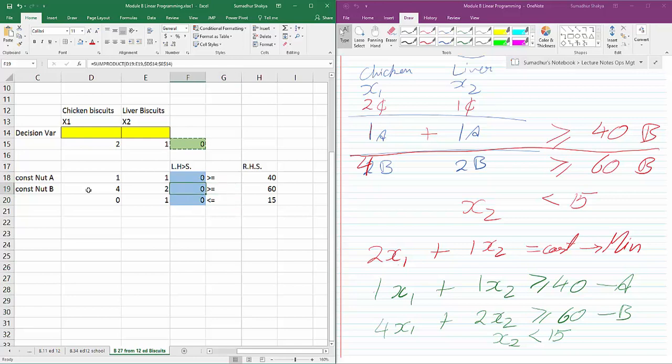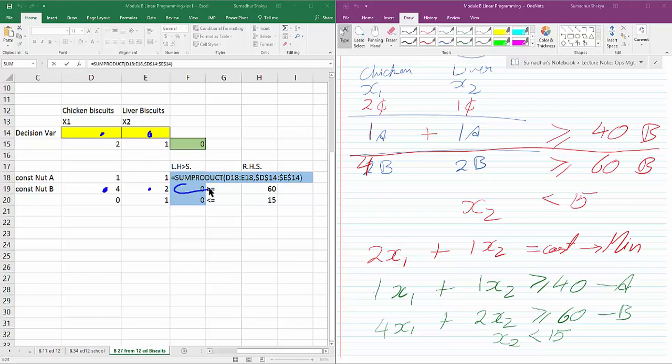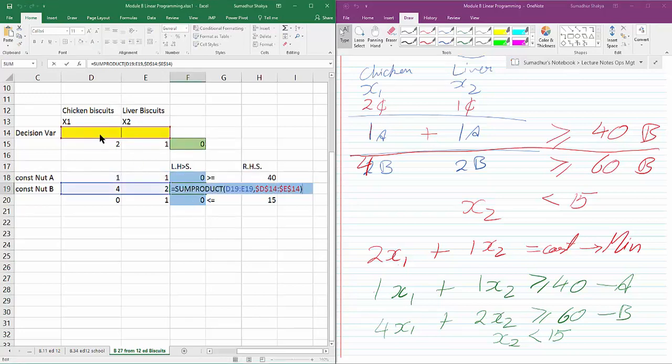So let's see what this does. For this one, it's the sum product of 1 times x1 plus 1 times x2. So what it is doing is 1 times x1 plus 1 times x2, and it stays here. It gives us the result in the blue cell. Similarly for this one, it says 4 times x1 plus 2 times x2, which is shown in this cell. Okay, so if we were to click here, that's what it does. Yeah, the decision variable cell stays the same.